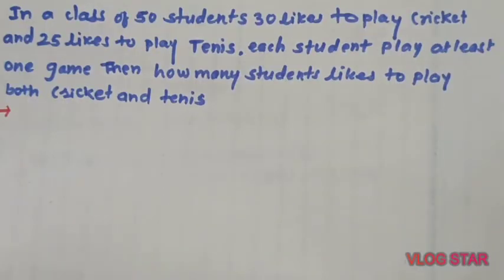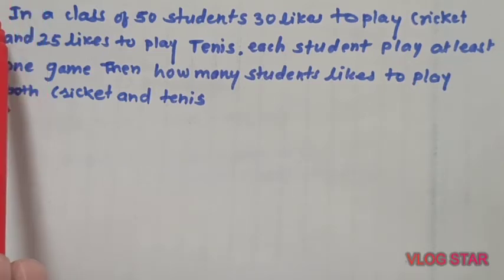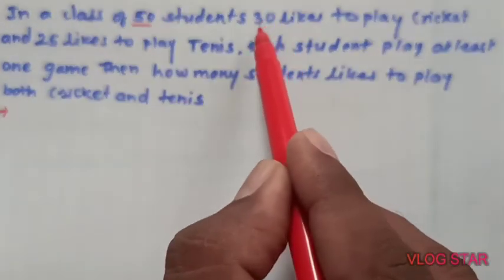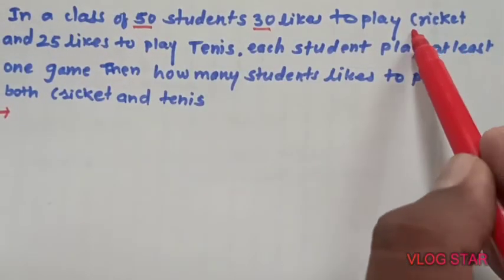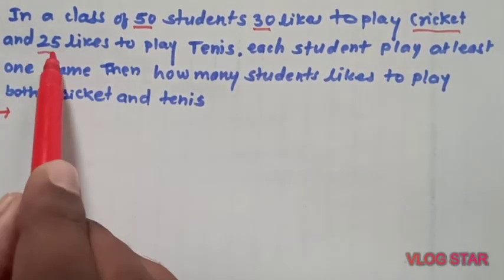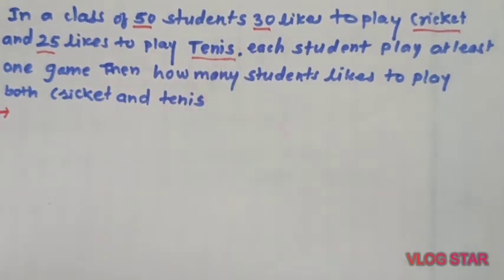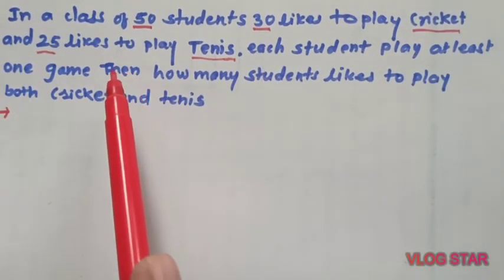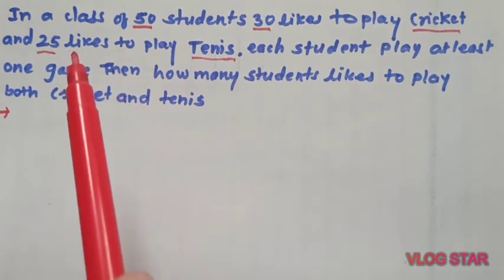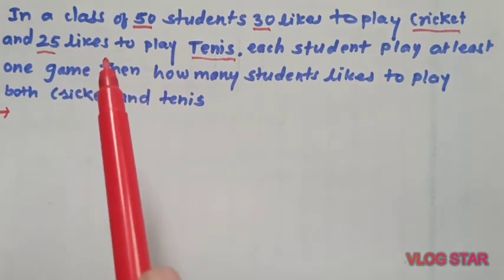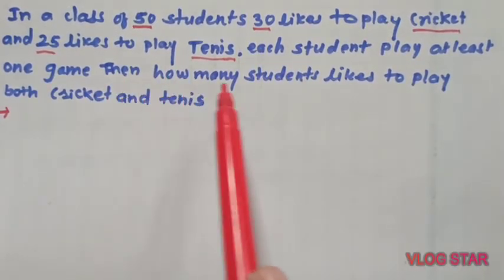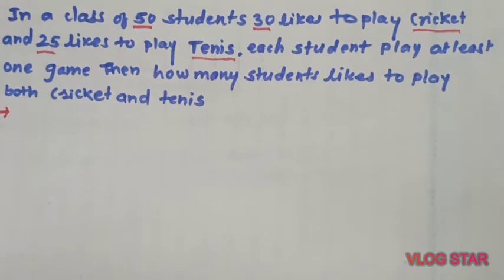We will discuss this example, which is a practical example. Read this example carefully. In a class of 50 students, so total students in the class is 50, 30 like cricket, whereas 25 like tennis. Each student plays at least one game. Means वहाँ पे ऐसे कुछ बच्चे नहीं है कि जो ये भी नहीं लाइक करते और वो भी नहीं लाइक करते, कोई तो एक गेम हर कोई स्टूडेंट्स प्ले करता है. So what is the question? Then how many students like to play both cricket and tennis?